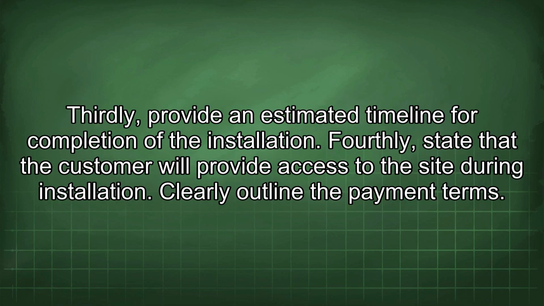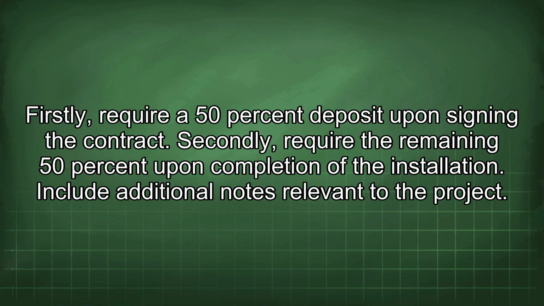Thirdly, provide an estimated timeline for completion of the installation. Fourthly, state that the customer will provide access to the site during installation. Clearly outline the payment terms. Firstly, require a 50% deposit upon signing the contract. Secondly, require the remaining 50% upon completion of the installation.